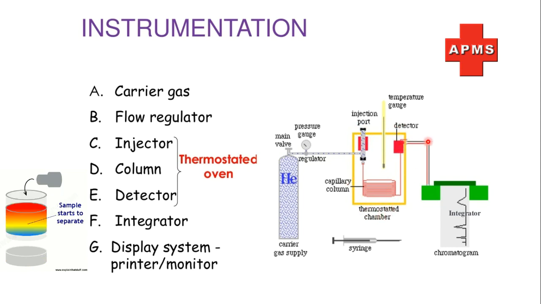Then after detection the signals will be obtained on our computer screen. This is the syringe, using which we inject the sample inside this injection chamber. This is the injection port. Again these are shown: injector, column, detector. Remember, these three things will be thermostated: the injector, meaning the sample injection chamber, this column and the detector.